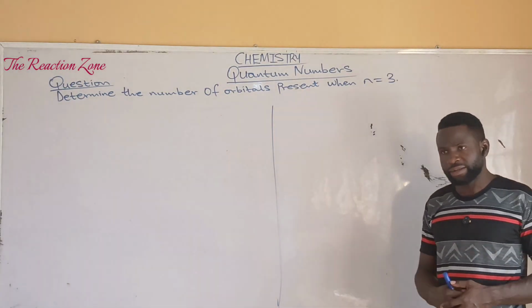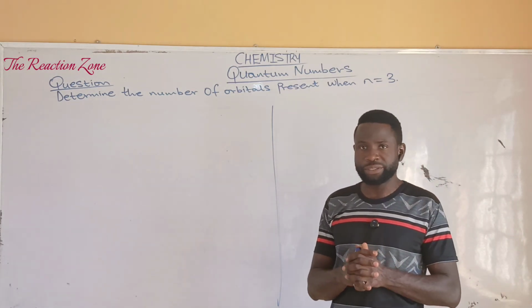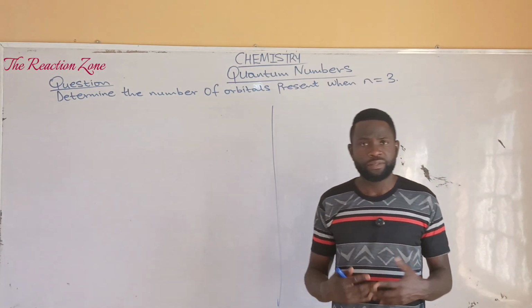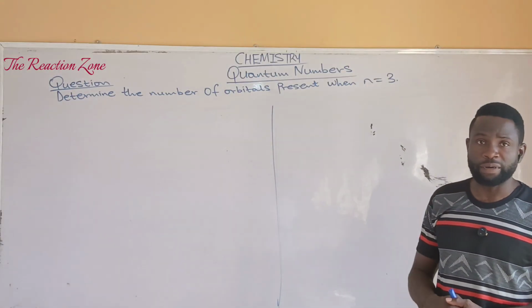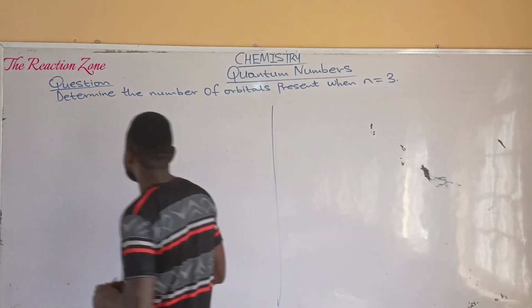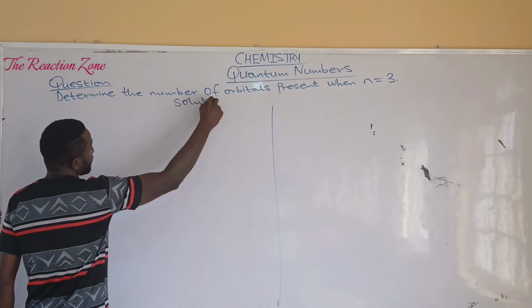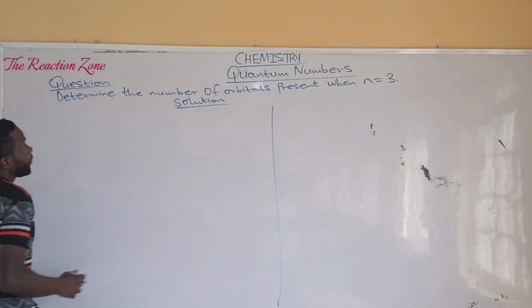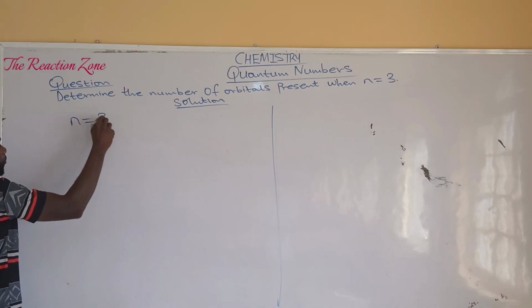As a reminder, let us recall that an orbital is determined by 3 quantum numbers: the principal quantum number, the azimuthal quantum number, and the magnetic quantum number. So let's get right into the solution to this problem. Already, the question has given us the principal quantum number, which is n is equal to 3.